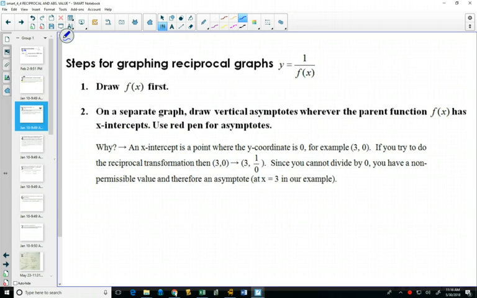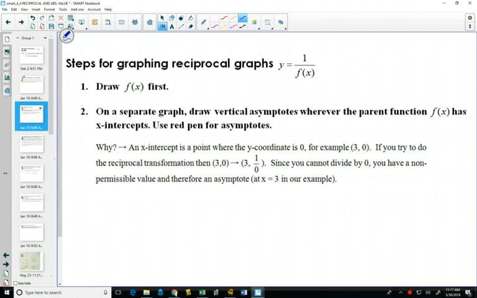So let's look at some steps. If you were asked to graph a reciprocal graph 1 over f of x, the first thing you're going to do is graph your bottom function first. That will give you a whole bunch of y values and give you an idea of what your original graph looked like. Then, on a separate graph, we are going to draw vertical asymptotes wherever we have x-intercepts.